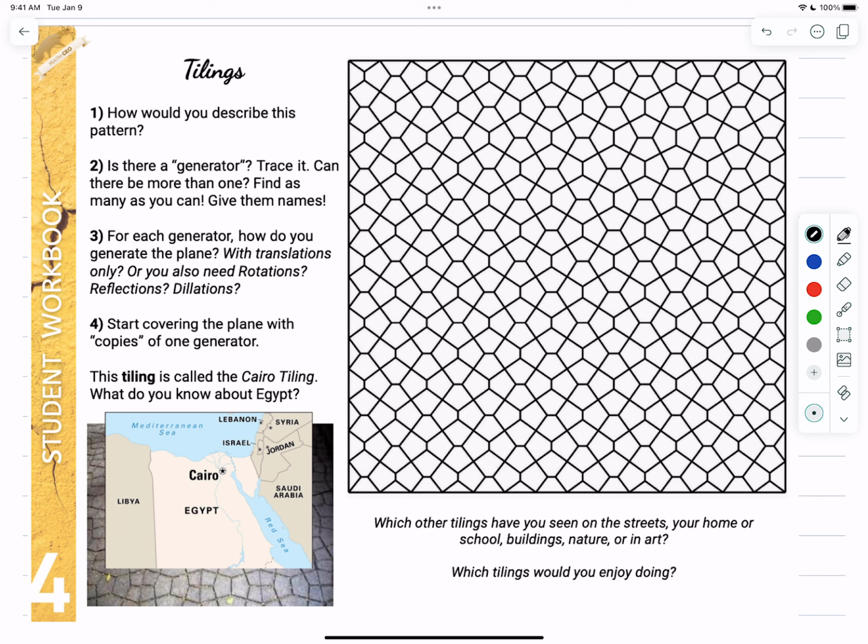In terms of the actual tiling itself, the first thing you'll be doing is asking, is there a generator? The word generator here is a little vague. It just means, is there a shape that you can repeat over and over so that you cover the whole pattern with no gaps and no overlaps?